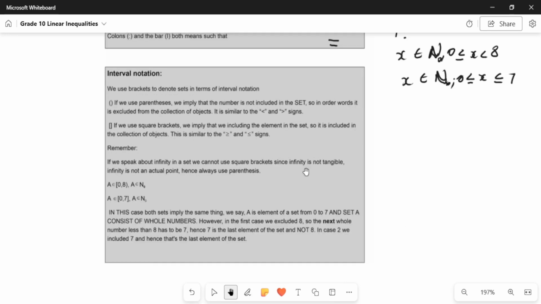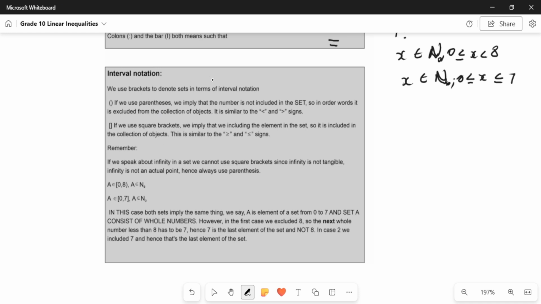Okay, now let's talk about interval notation. We use brackets to denote sets in terms of interval notation. Let me repeat that. We use brackets to denote sets in terms of interval notation. So the correct word that we're supposed to use is grouping symbols. And which two types of grouping symbols do we use? We use the parentheses or the square brackets.